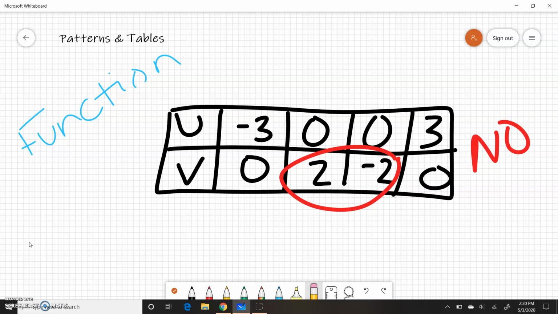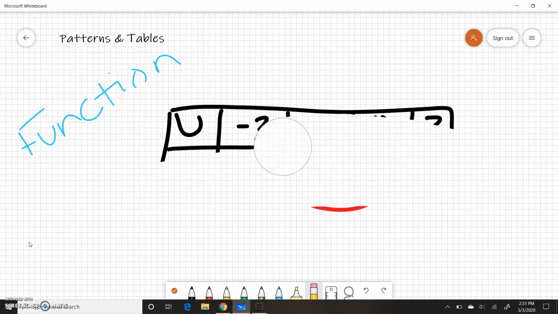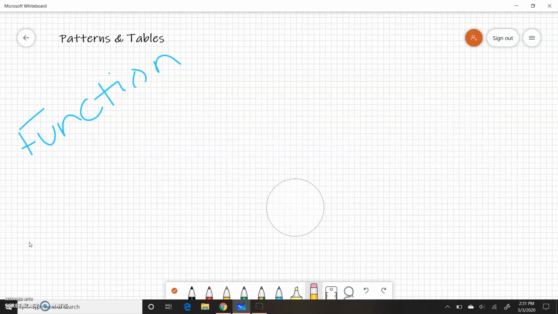Now, let's say this was just written in here twice, and let's say it was 2 zeros and 2 -2s. Then yes, that would be a function. It would be unnecessary to list it twice like that. So basically what you're looking for is anything on the chart that looks bizarre.